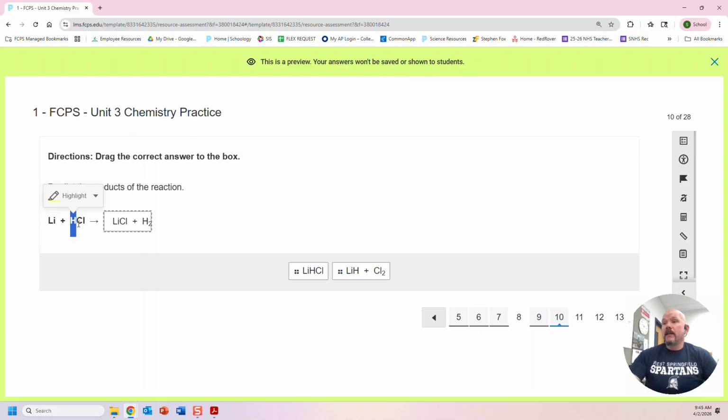So it's going to be lithium replaces the hydrogen, kicks out the hydrogen, and you're going to get lithium chloride. Lithium chloride would be a 1-to-1 ratio because lithium is +1 and chloride's 1 minus. And then you get elemental hydrogen, which hydrogen is diatomic, so that's why it's H2 and not H. Okay.